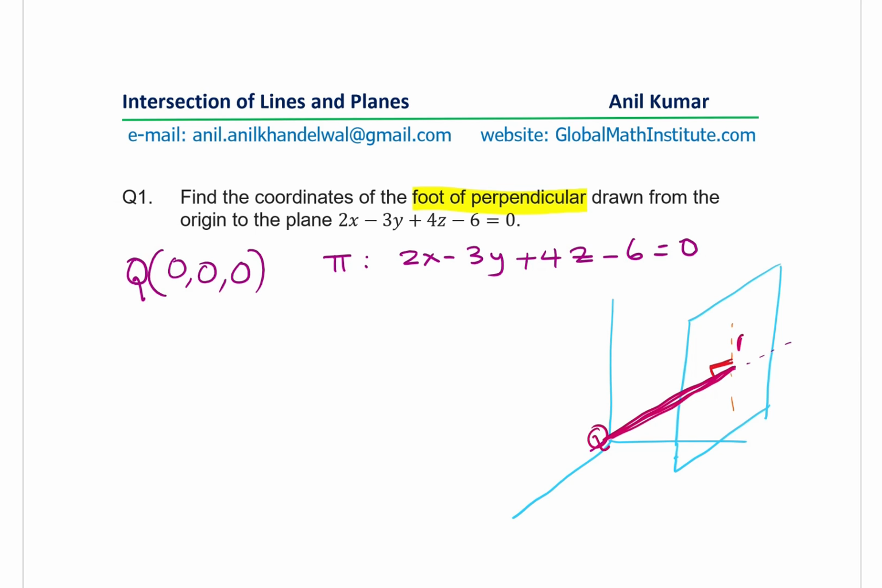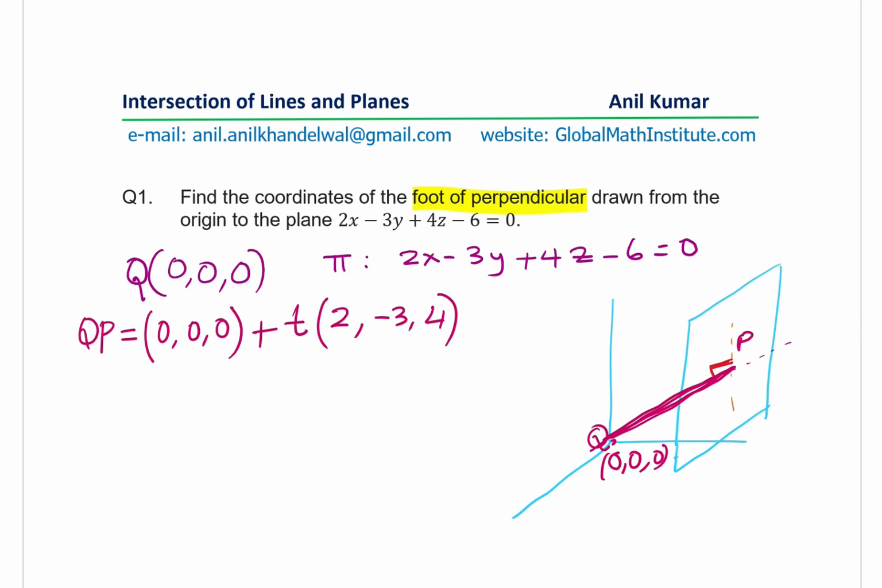So the equation of line QP will be, we are starting from the origin, which is (0, 0, 0) as our point. We should not be writing 0, 0, 0, but just to make it absolutely clear, we have this point plus a scalar multiple t times the direction. And the direction is given by the normal itself, which is (2, -3, 4). So that becomes the line QP for us.